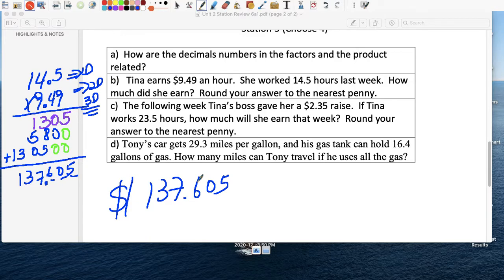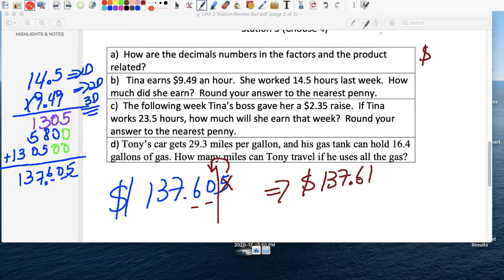But I can't pay her like that, right? So if I'm the boss and I have to pay her money, it only has 2 decimal places, 1, 2. So we have to cut this off. But we have to round it. So is that 5 going to make that 60 go up? Yes or no? Yes, it will. So the final check that she gets is $137.61. That's how much she makes.